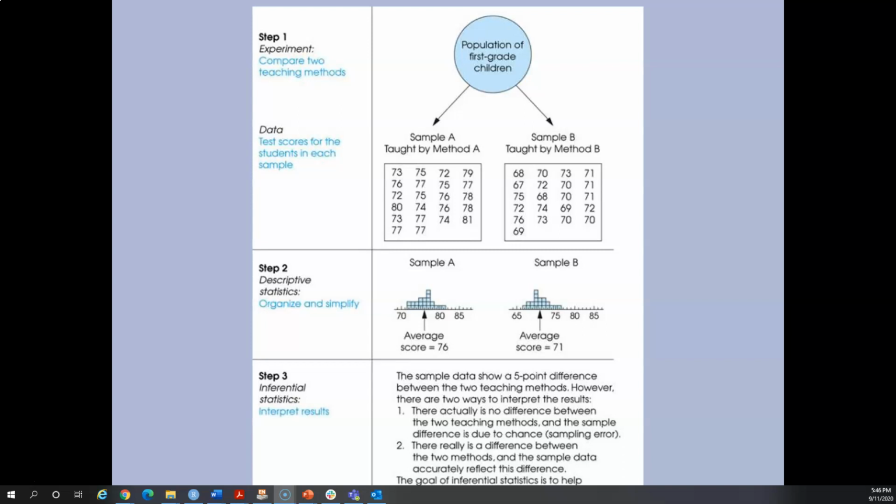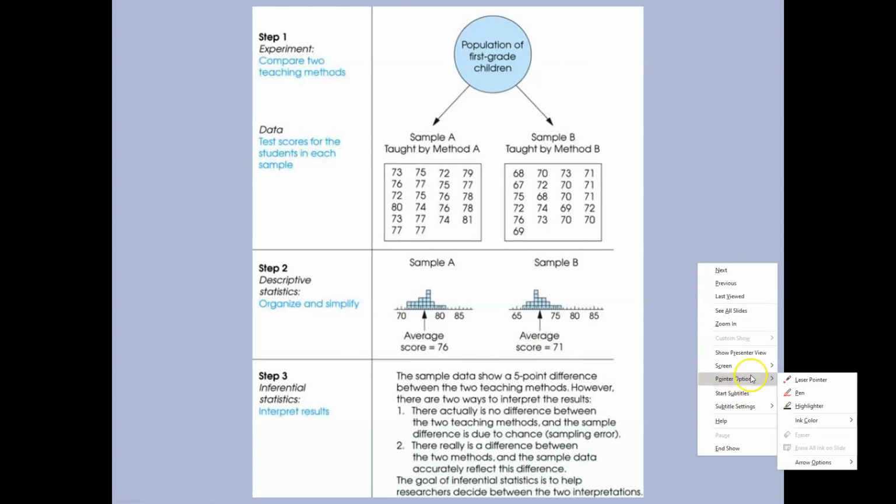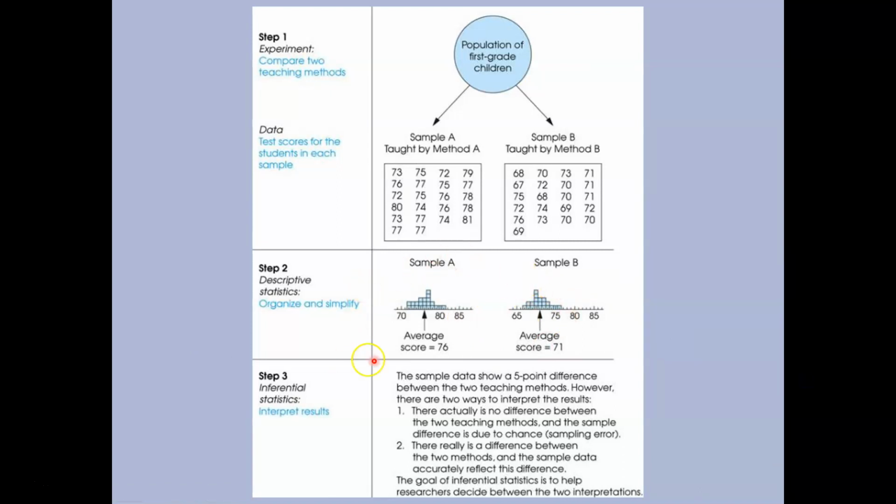Now I know that 76 is greater than 71. So can I actually conclude reasonably, without any doubt, that teaching method A is better than teaching method B? No, because look at what I'm plotting over here. Let me take my pointer. There we go. Look at these graphs.